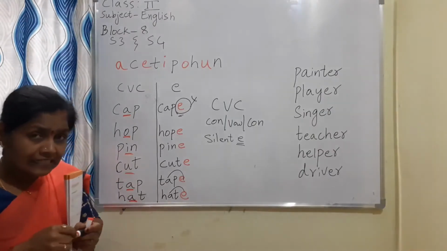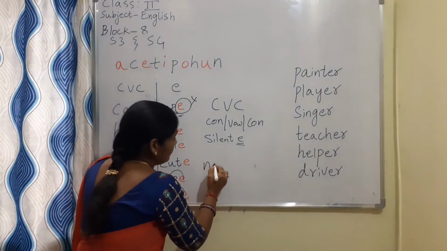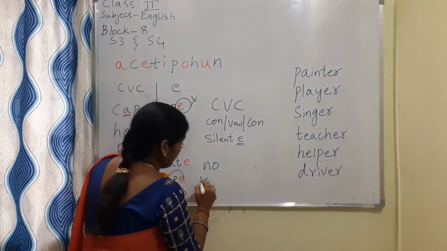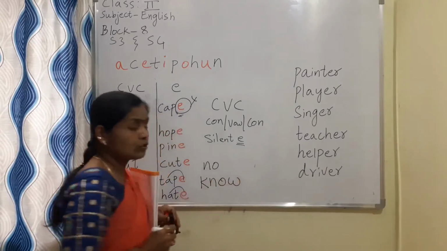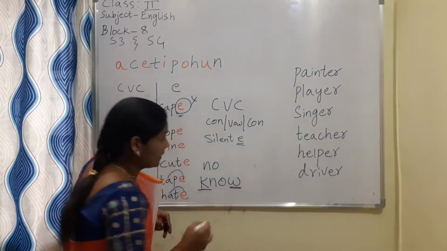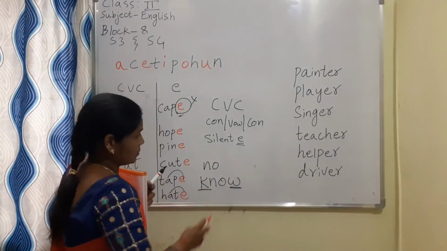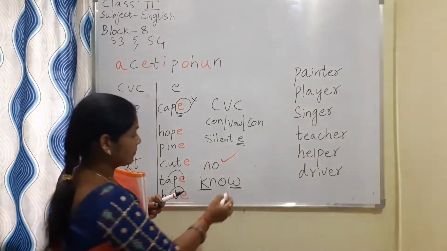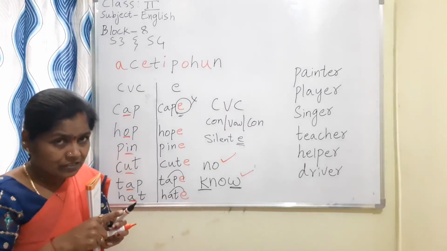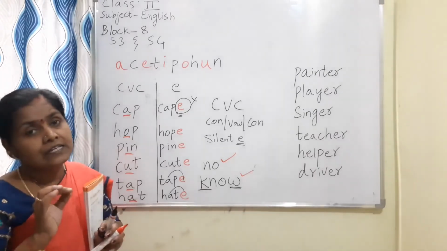So where the letter is there but there is no sound. For example, N-O, no. We pronounce it as no. K-N-O-W is also no. But here K is there, W is also there. This we are pronouncing as no. This also we are pronouncing as no. Pronunciation is the same, but the spelling and meaning is different.